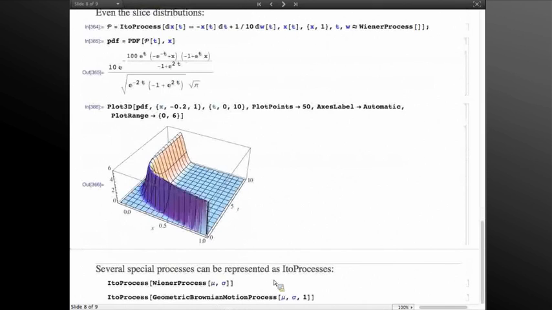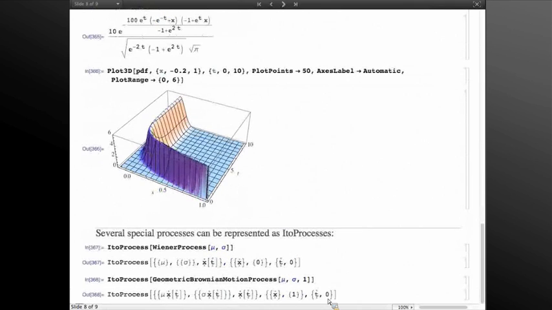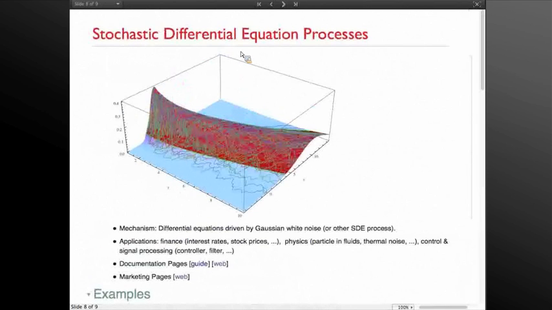Many special processes are, in fact, of this kind. So the Wiener process we've been using a lot, which is integrated white noise, is one of these. Ito processes, geometric Brownian motion, and many more. These can be automatically converted into this form. There's much more to say about stochastic differential equations than all of these processes.